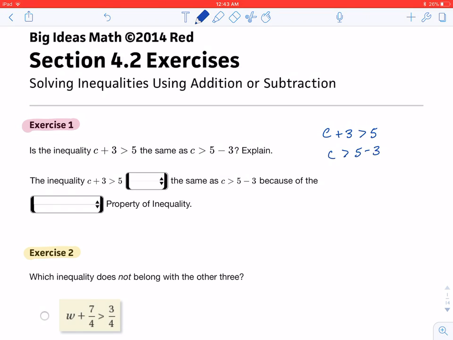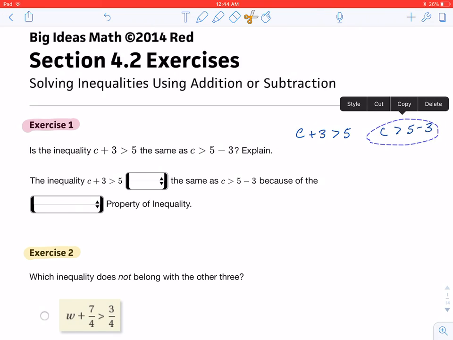And what we're being asked is, are these inequalities the same? If you think back to the notes you're currently doing for 4.2, that's all about solving inequalities and using what we call the addition property of inequality, or the subtraction property of inequality, meaning that we can add or subtract something to both sides of an inequality and still keep it the same.